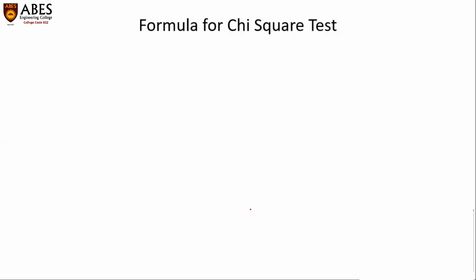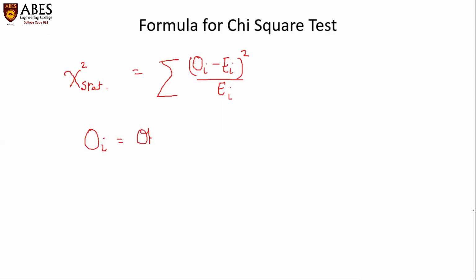Just for revision purpose, we are going to revise the formula again. Chi-square statistic is calculated by the formula summation of (Oi minus Ei) whole square upon Ei, where Oi is the observed frequency in various categories and Ei is the expected frequency, or theoretical distribution of data, into the same categories.